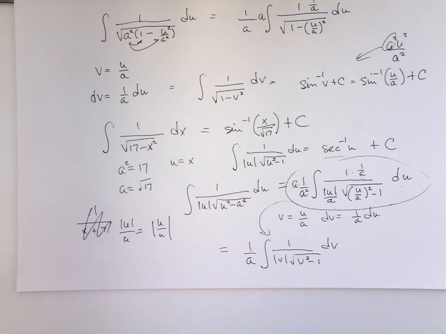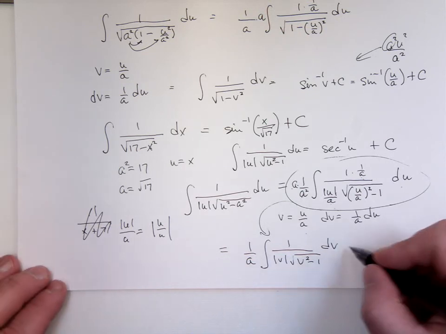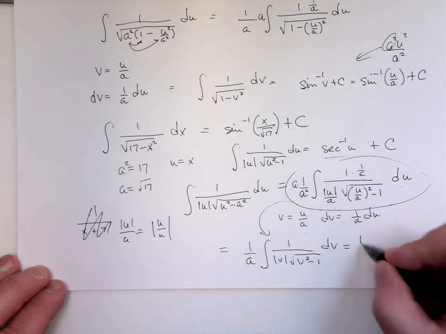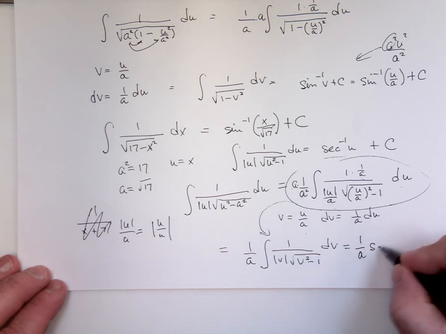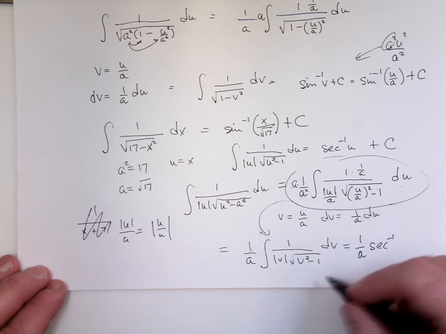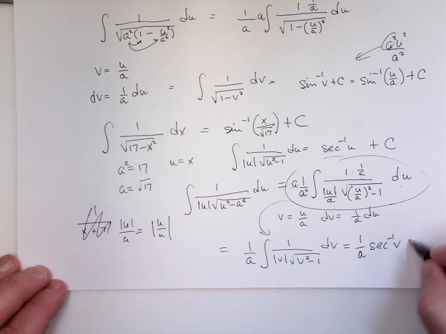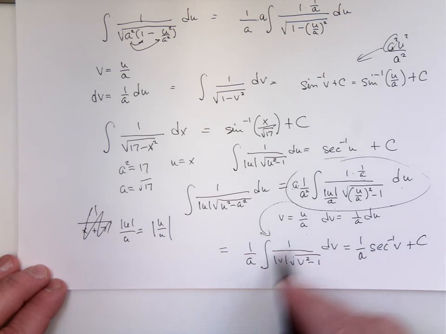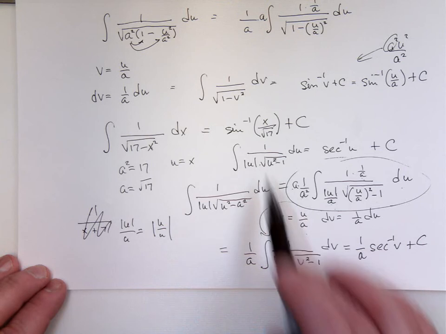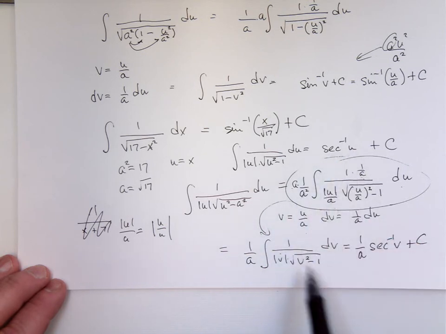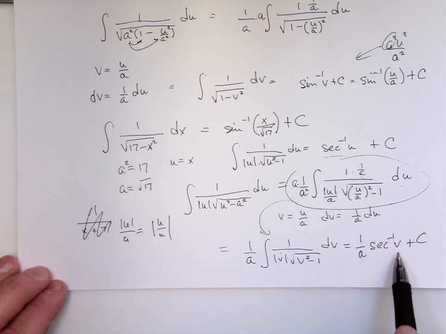Okay. I've got notes for you on what we've done. We've been generalizing the inverse trig functions. So here we go. We have 1 over a, inverse secant, v, because that's what we have right here. That's exactly what the integral is. Inverse secant of v, and what's v equal to? u over a.